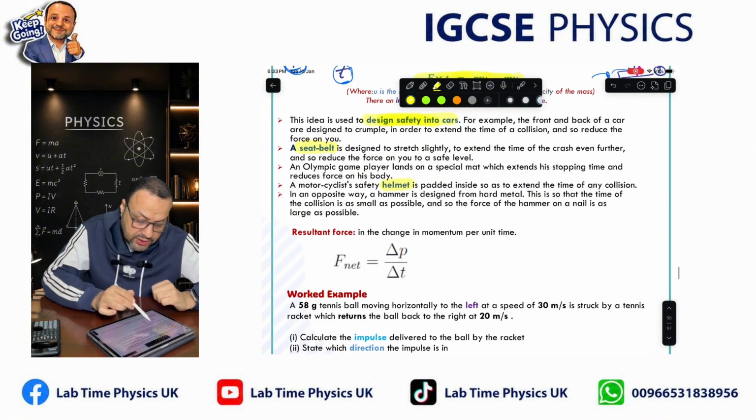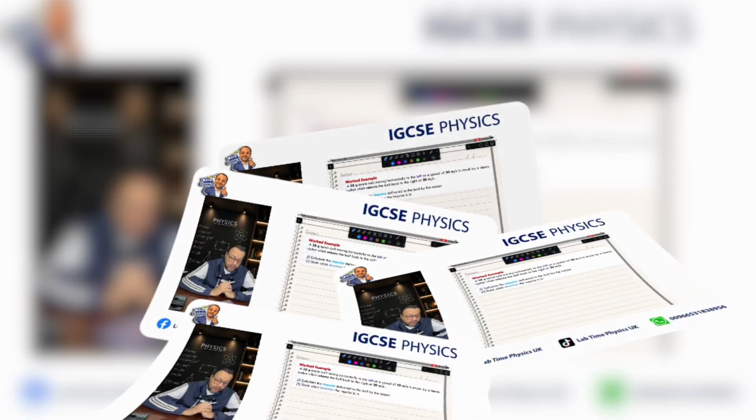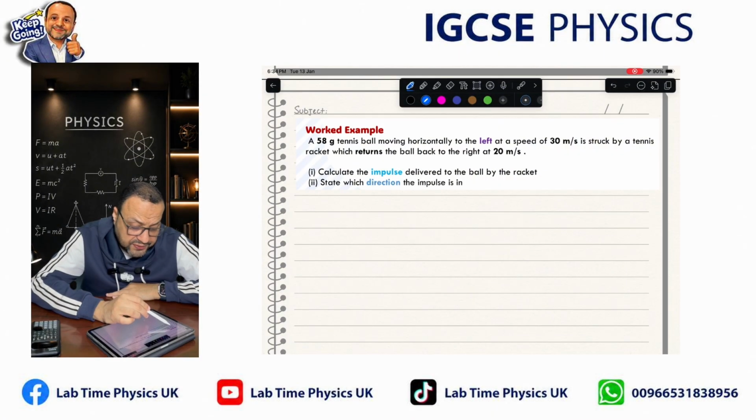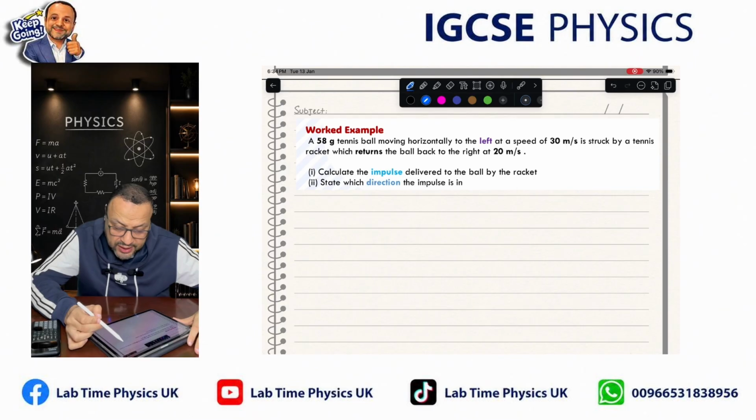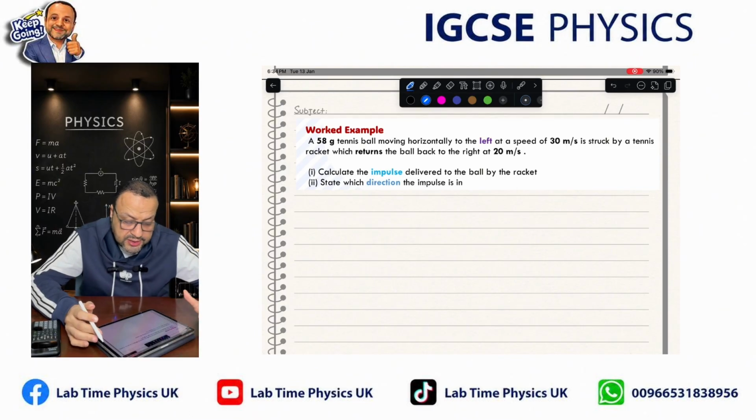So here I can write this: F net equals delta P divided by delta T, change in momentum divided by change in time. Okay, working example. A 58-gram tennis ball moving horizontally to the left at a speed of 30 meters per second is struck by a tennis racket, which returns the ball back to the right at 20 meters per second. Calculate the impulse delivered to the ball by the racket, and state the direction of the impulse. So please pause the video, try to answer this question, and return back to me.